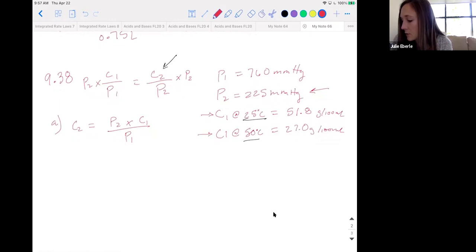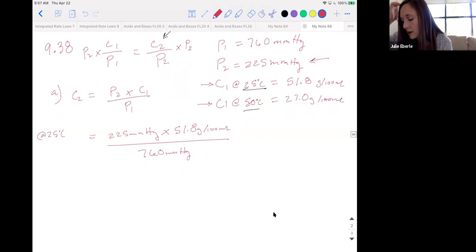Okay, so we'll just plug everything in. P2 is 225 times the C1, which is the 25 degrees Celsius part. So we'll plug in 51.8 gram per 100 ml. Remember, you do not divide by the 100. 100 is part of the units here. Divide that by P1, which is 760 millimeters Hg. That will give you C2 at 25 degrees Celsius.